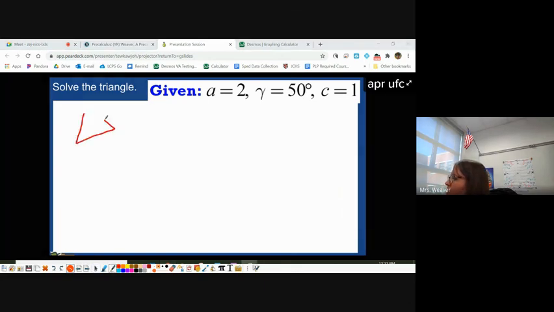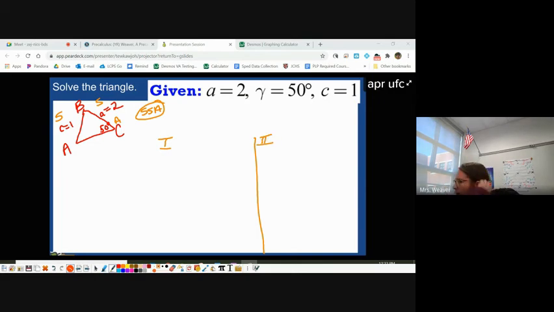Let's find triangle ABC. I'm just going to organize my information again. Gamma, and there it is typed, that's at vertex C, is 50 degrees. Side c, opposite of that, is 1 unit. And side a, which is opposite angle A, is 2 units. So let's look at the information we have. We're given a side, the very next side, and the very next angle. That's a side-side-angle triangle. Don't be a donkey. Remember, there's 2 options you have to check for.